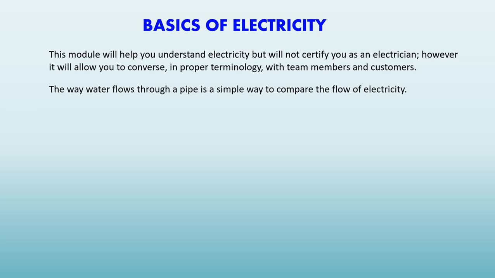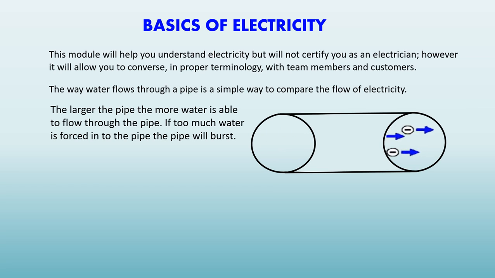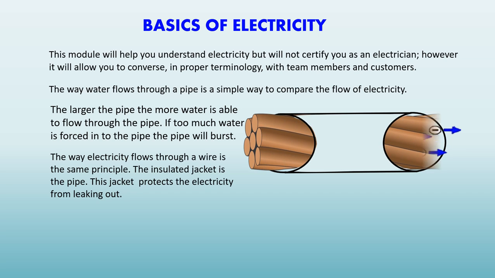The way water flows through a pipe is a simple way to compare the flow of electricity. The larger the pipe, the more water is able to flow through the pipe. If too much water is forced into the pipe, it will burst. Electricity flows through a wire on the same principle.